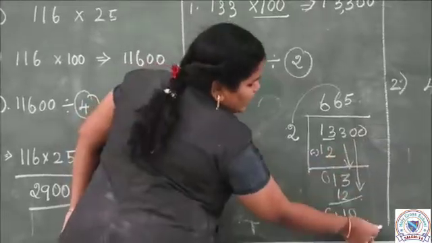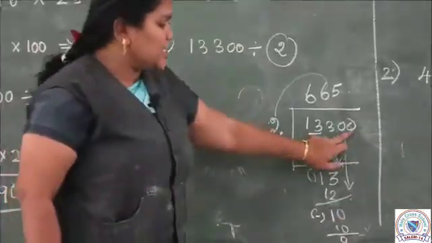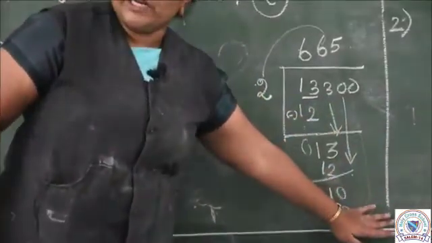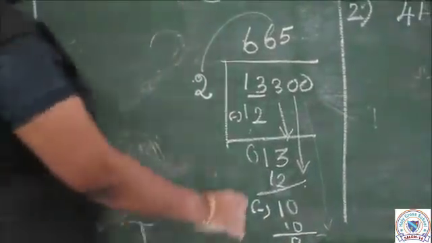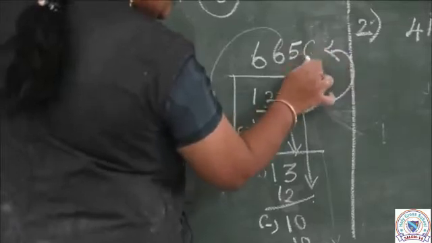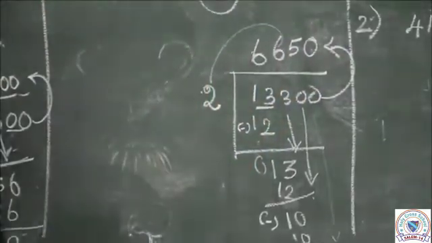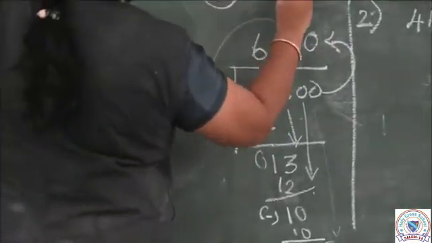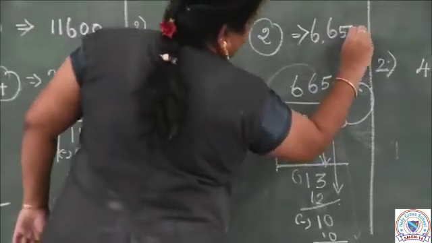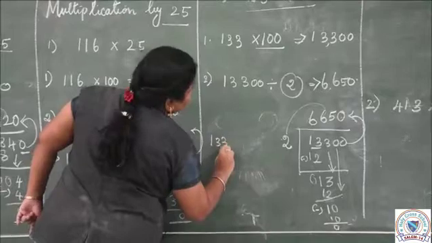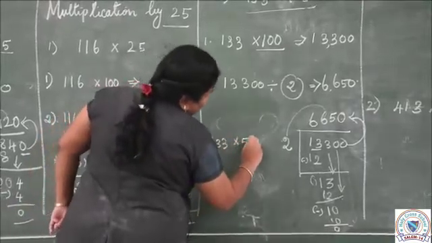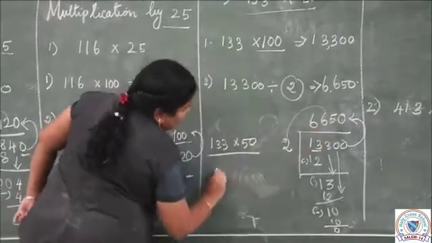Next, bring down the next digit. The last digit is 0. But if you bring down the 0, it doesn't have value, so you can take that 0 directly to the quotient. So the answer will be 6,650. When you multiply 133 and 50, you will get the answer 6,650.